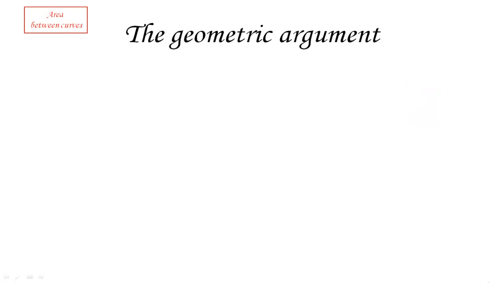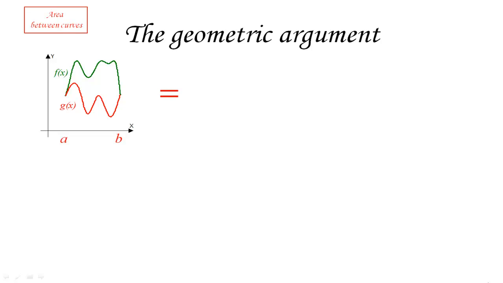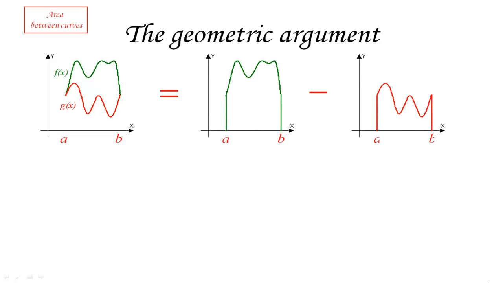Alright, well, I'm going to show you two arguments for how to set up the area of a region which is bounded by two curves, one on top and one on the bottom. The first one is a simple geometric argument. We're looking for the area of a region that looks like that. It's bounded on top by some function f of x and on the bottom by another one. Well, I can think of this region as being the difference between two regions, one that looks like this and one that looks like this. Can you see how the original region is the difference between these two?